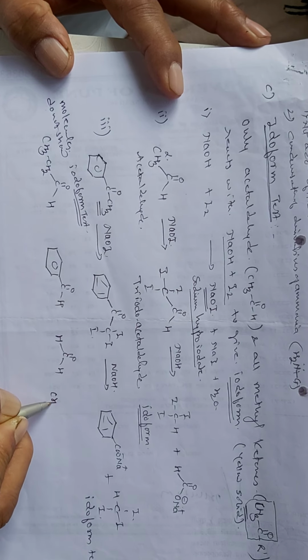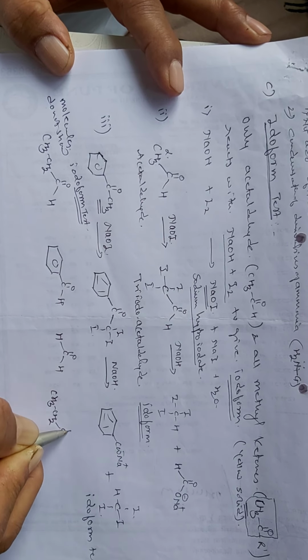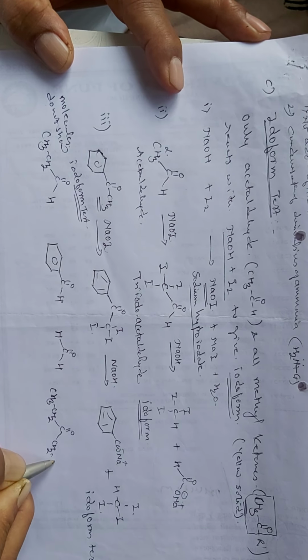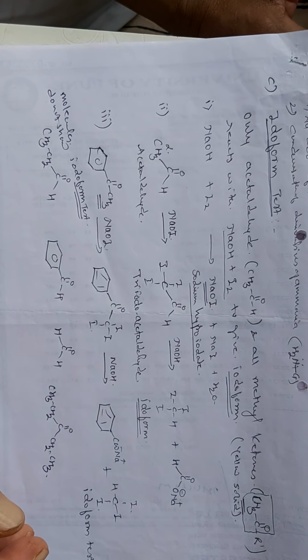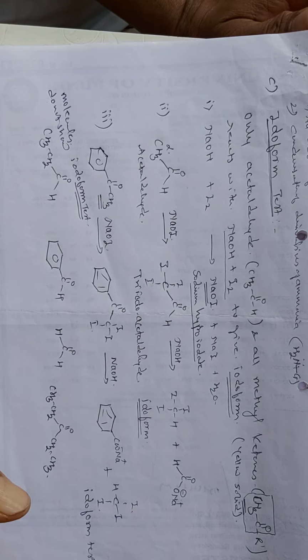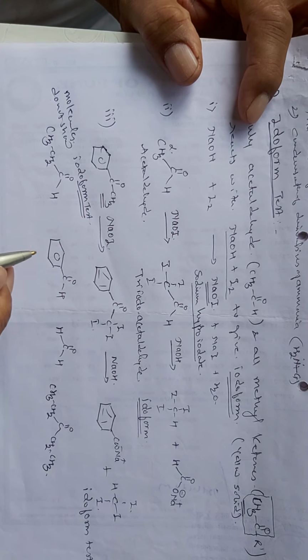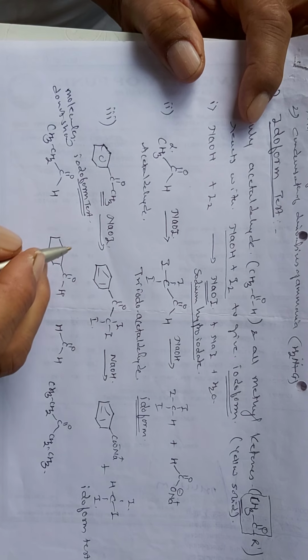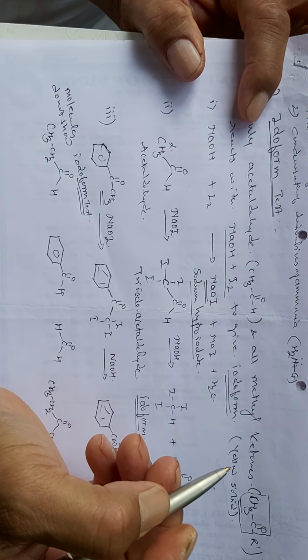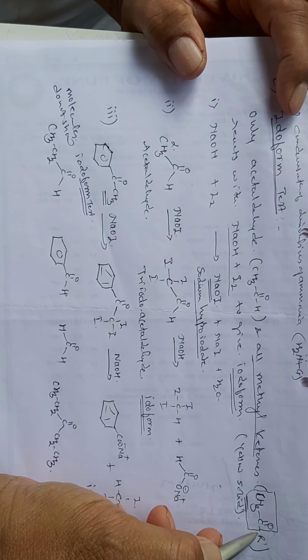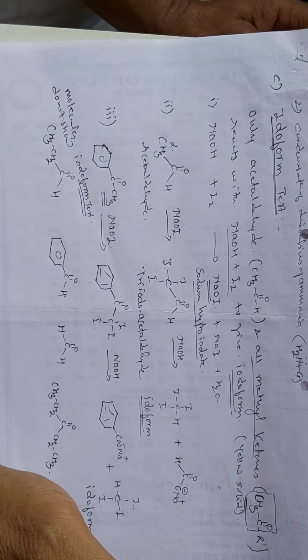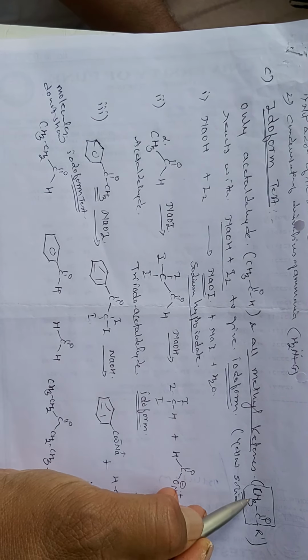Then CH3CH2-C=O-CH2CH3, that is 3-pentanone, will not show the iodoform test. Benzophenone will not show the iodoform test. Cyclohexanone will also not show the iodoform test. So these are the different types of molecules which do not show the iodoform test. The iodoform test is only shown by compounds which contain the methyl keto group, that is CH3-C=O-R'. R' may be any alkyl or aryl group, but CH3 must be present.